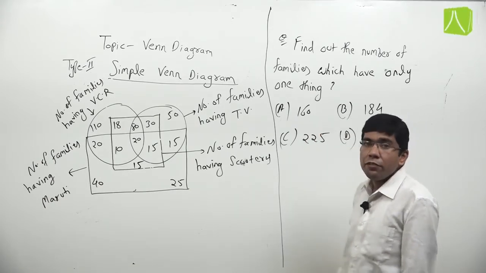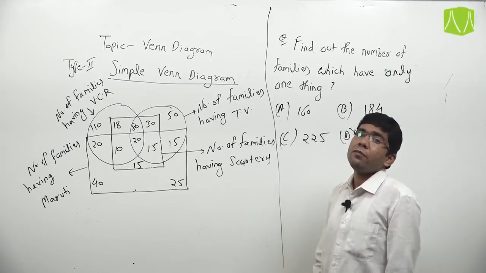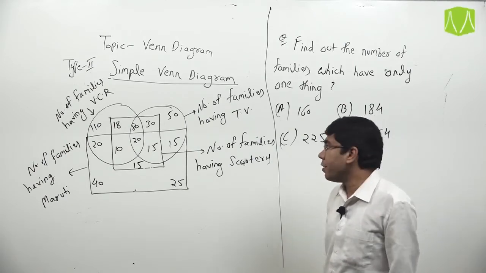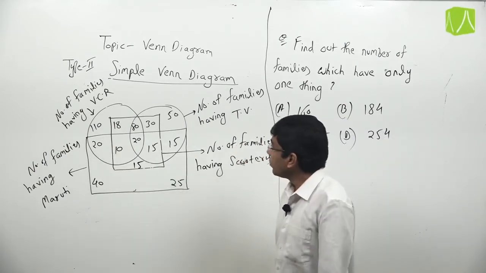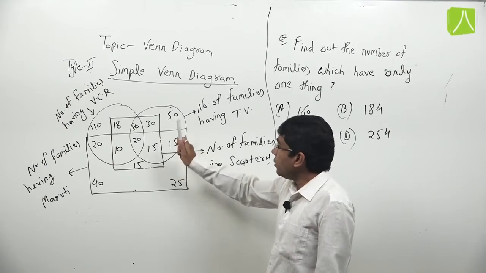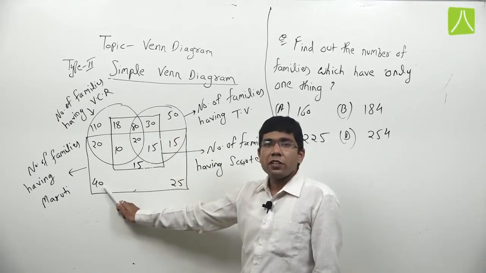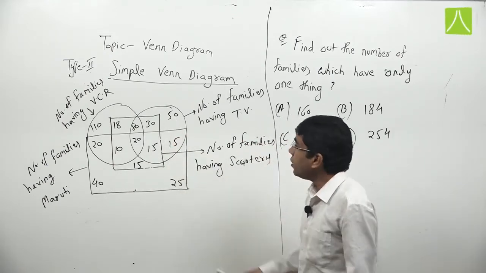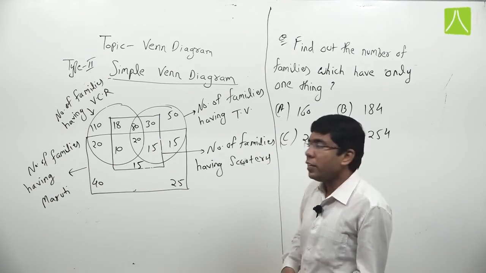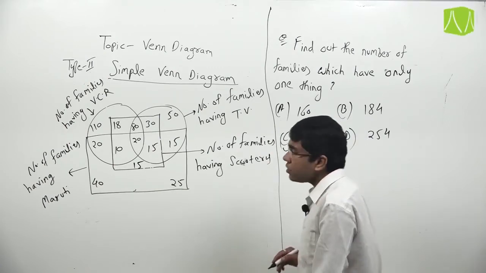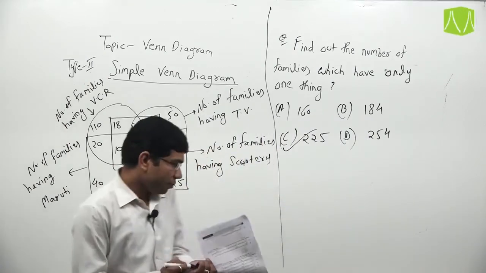Friends, we have to find those numbers which are present in only a single part of the diagram, like 110 plus 50 is 160, 160 plus 40 is 200, 200 plus 25 is 225. So for this our answer should be option C.